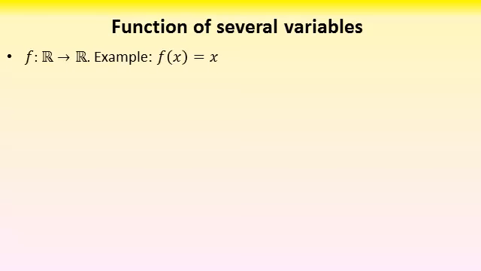So we have the following notation. f is a function from R to R with the simple example f of x is equal to x. It is also possible for the domain of the function to be subsets of R. For example, if I consider the square root function and I want the function to return a real number, I need to limit the domain to the non-negative numbers.